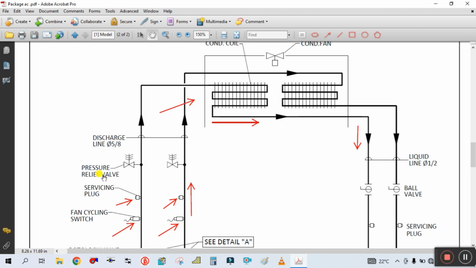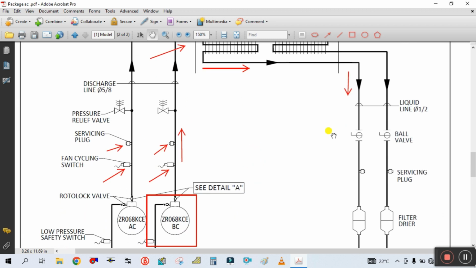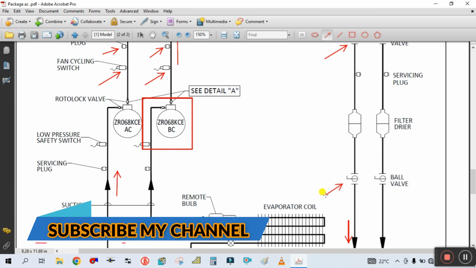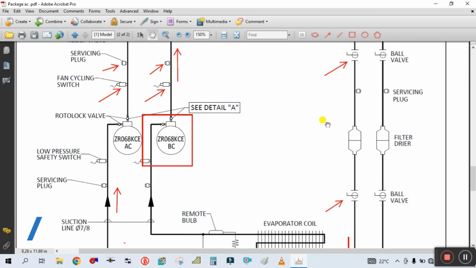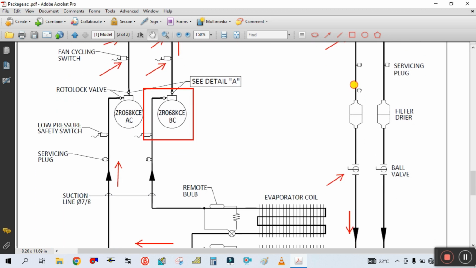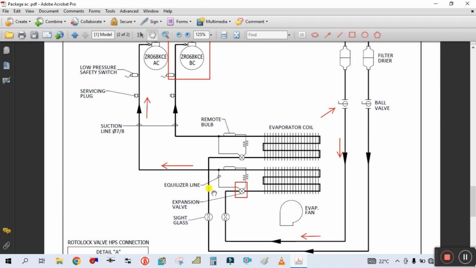And this is the pressure relief valve. If there is more pressure, it will relieve from here. And this is called a ball valve. This ball valve is used just to isolate this filter dryer. So this is the filter dryer. And this is again a service port in the discharge line. These are the main components, and this is the sight glass used to see the flow of refrigerant.